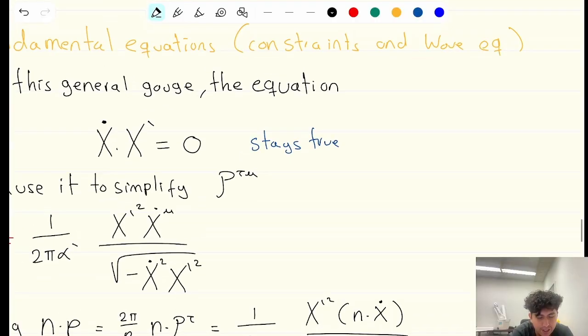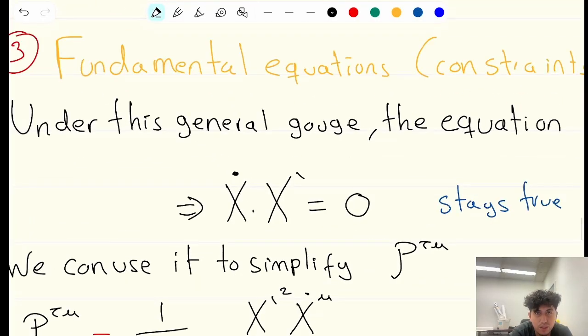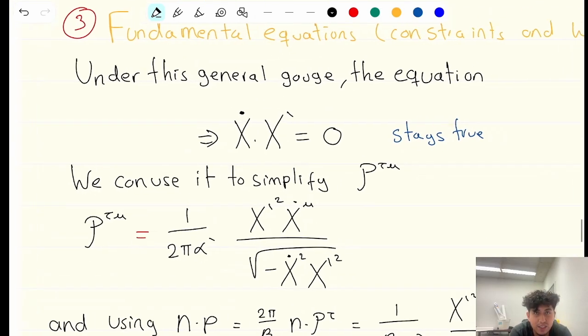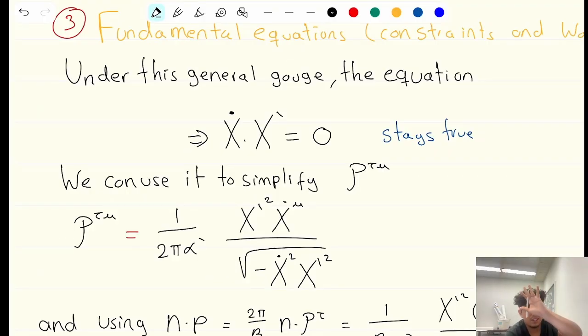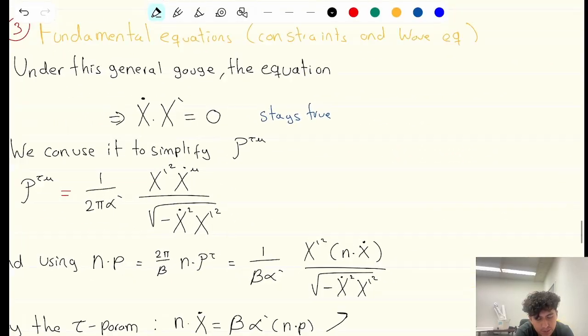So using the general gauge, the equation stays true. We already had this equation, and it's going to stay the same. There's a long derivation of why this is true again. Basically, it's getting the momentum density expression. You remember that long, huge thing that we had, and we can use these equations to show that this stays the same. So that's cool.